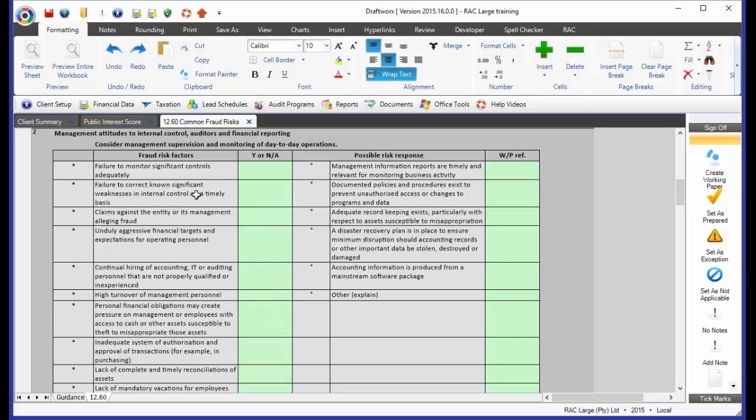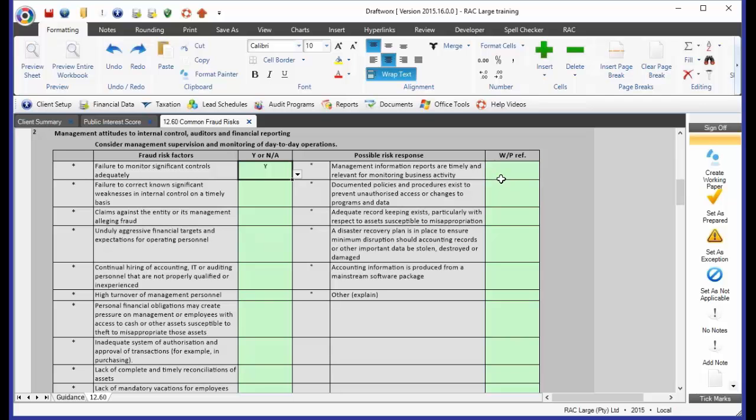So 12.60 lists a number of fraud risk factors. Because we're dealing specifically with fraud risks, we don't need to first comment on whether it is a business risk or a fraud risk. We are assuming that it's fraud. Go and say yes. With a common fraud risk, we also give some possible management responses. How is management responding to these fraud risks that we're identifying?